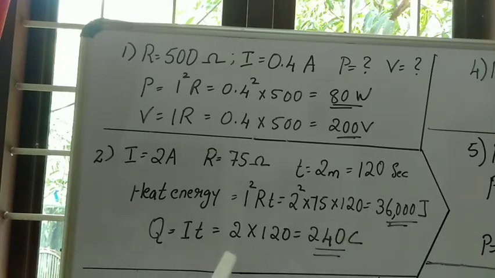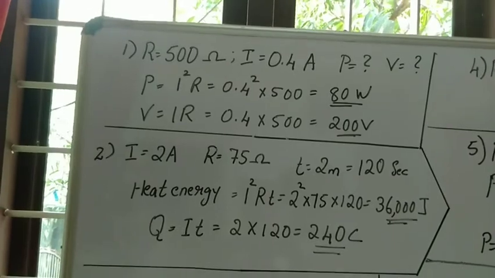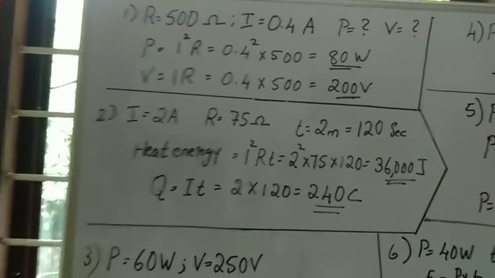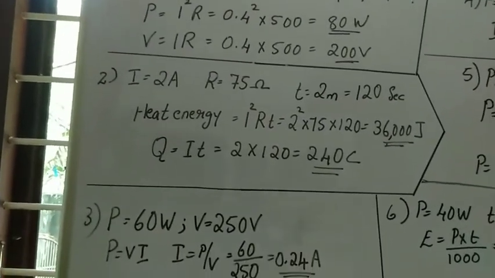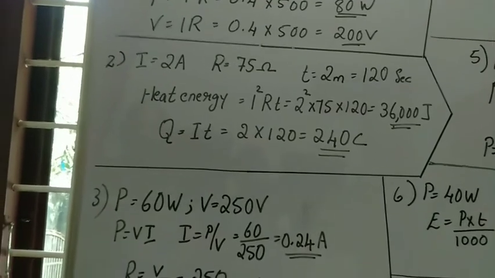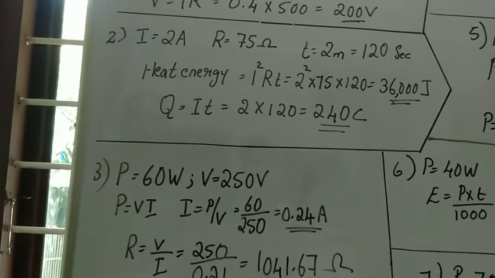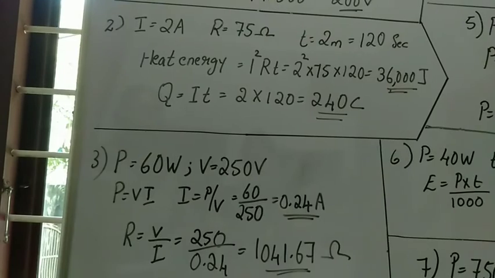Second question is how much charge is passed through the resistance. Charge is denoted by the symbol Q. Q is equal to IT, current into time. Current is 2 ampere, time is 120 second. 2 into 120, you will get the answer 240 coulomb. Question number 3. Calculate the current through a 60 watt lamp rated for 250 volt.